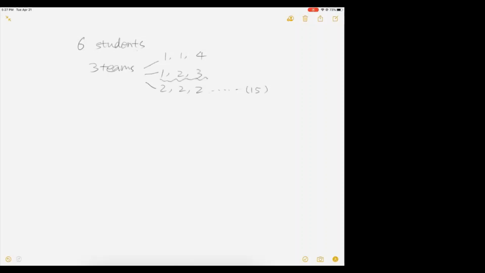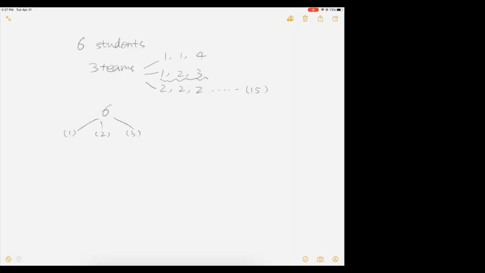This is the easier one. Okay, 6 students into 1, 2, and 3. The 3 teams each have a different number of people. So one team has 1 person, one team has 2 people, and another team has 3 people. So how many different ways can we assign teams so that the team sizes are 1, 2, 3?